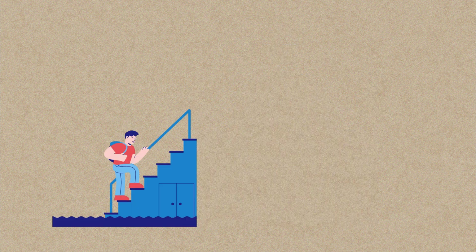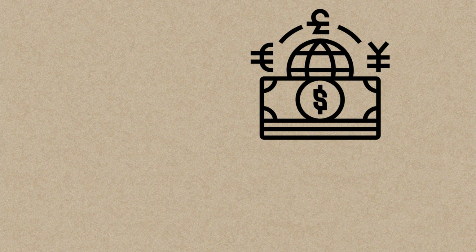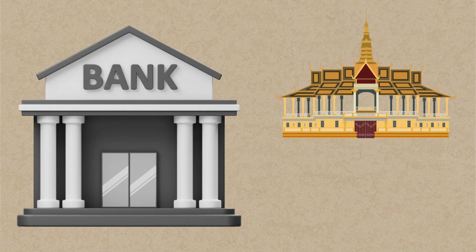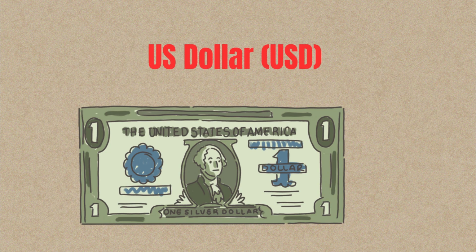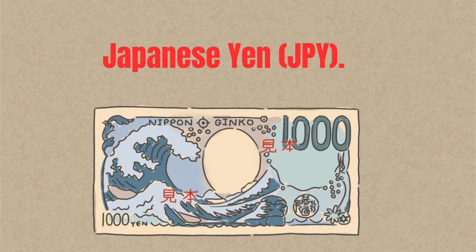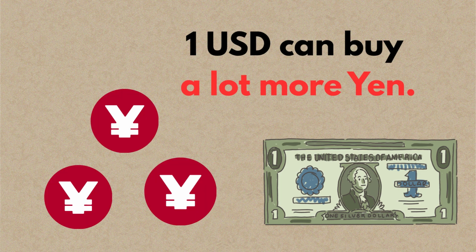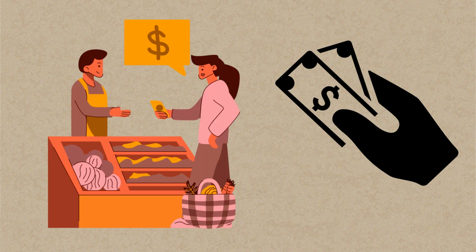A managed floating exchange rate means that each currency's value is affected by the economic actions of its government or central bank. For example, let's take the US dollar, USD, and the Japanese yen, JPY. Suppose the yen becomes too weak, meaning 1 USD can suddenly buy a lot more yen. This is bad for Japan because imports become expensive, businesses suffer, and citizens pay more.